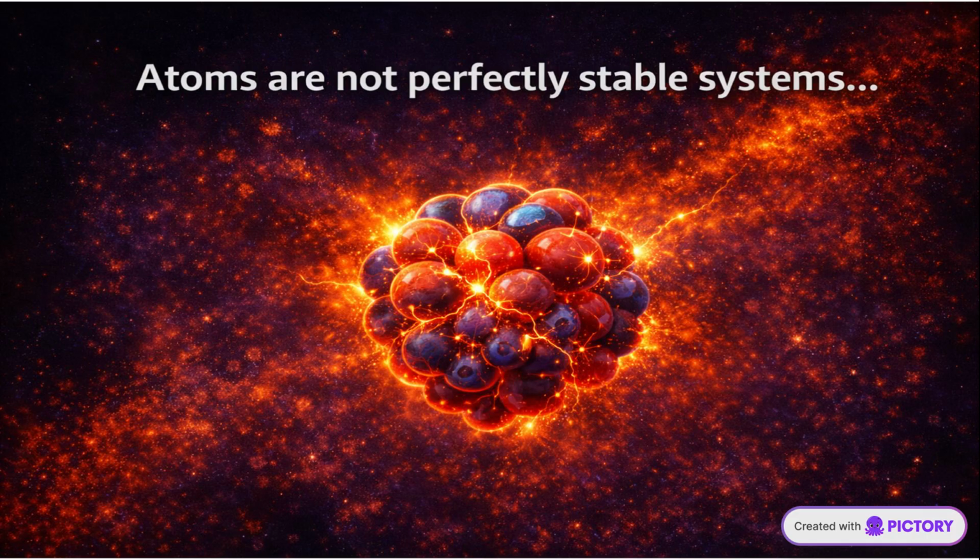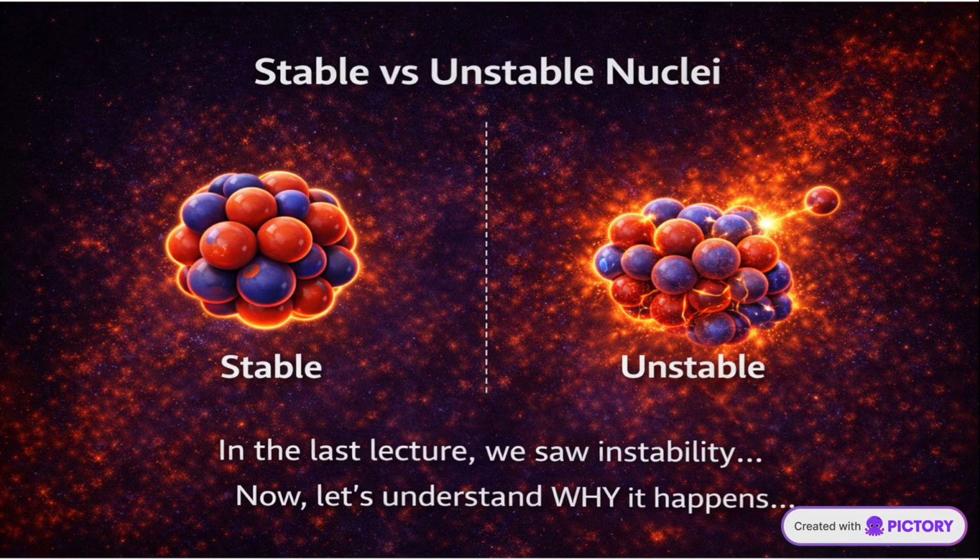In this lecture, we will go deeper than before. We won't just observe instability. We will understand why it happens. In the last lecture, we introduced the idea of stable and unstable nuclei. Some nuclei remain unchanged for millions of years. Others decay in fractions of a second. But that raises a fundamental question. What determines this stability? Why is one nucleus stable, while another is unstable, even if they look similar?